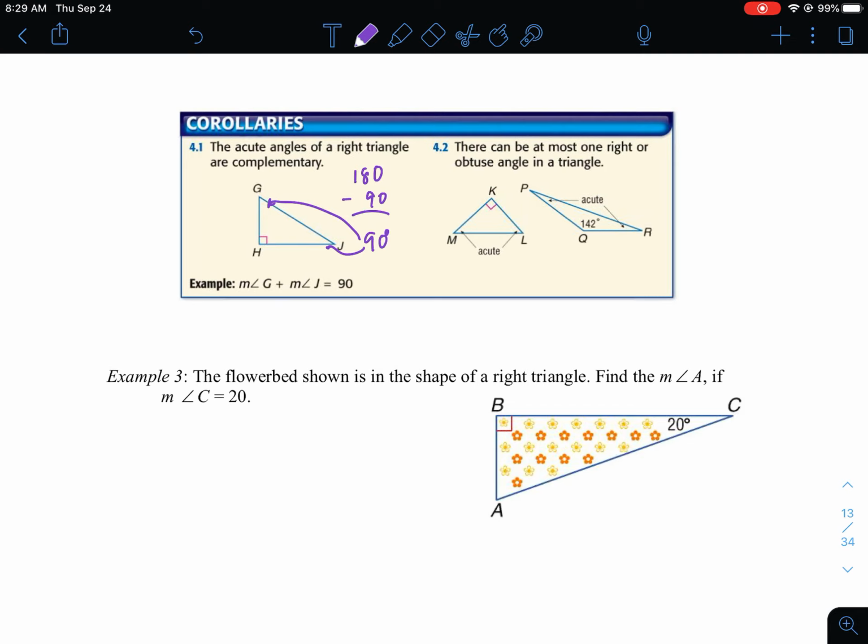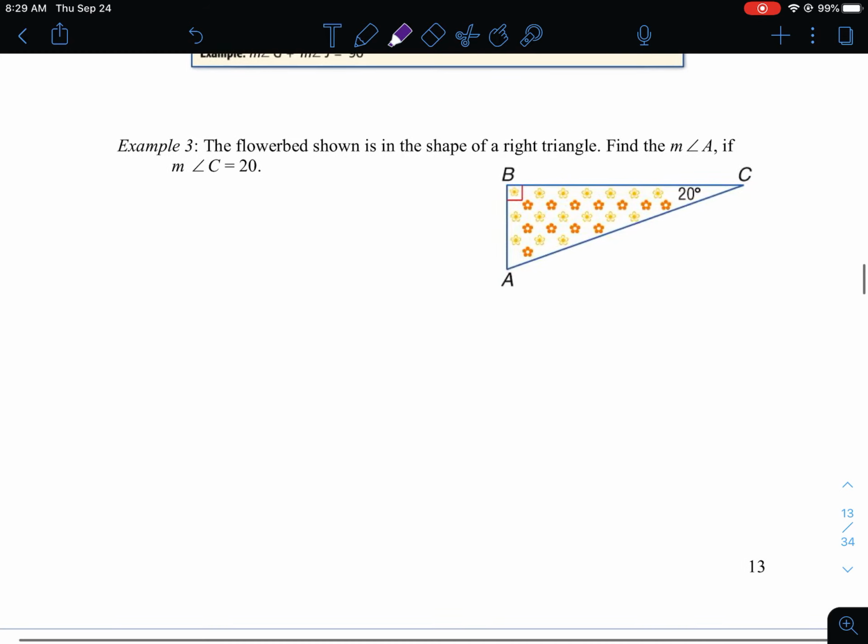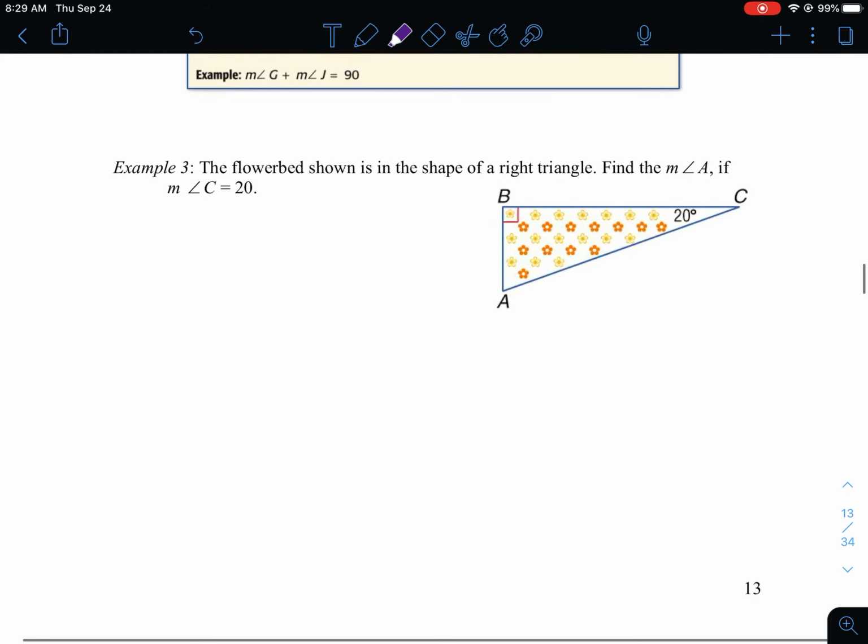And 4.2 says there can be at most, keyword, at most, meaning no more than 1 right angle or 1 obtuse angle in a triangle. Again, we talked about that yesterday. So our last example for today is probably the easiest. It says the flower bed shown is in the shape of a right triangle. Find the measure of angle A.